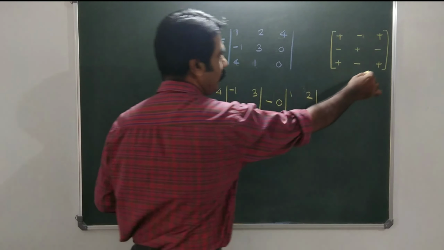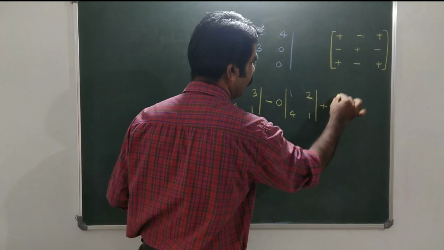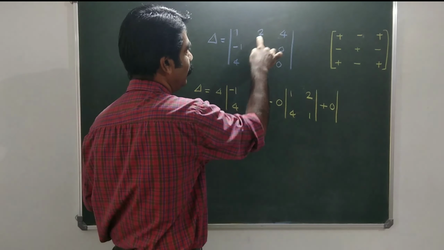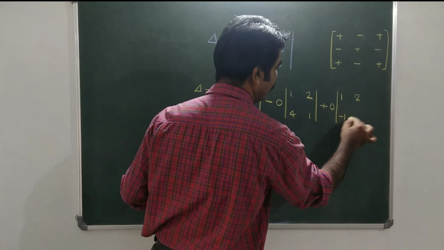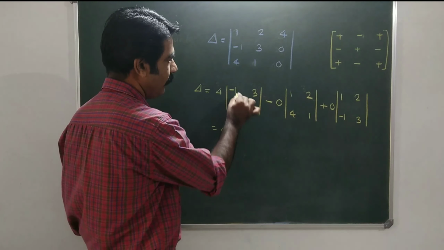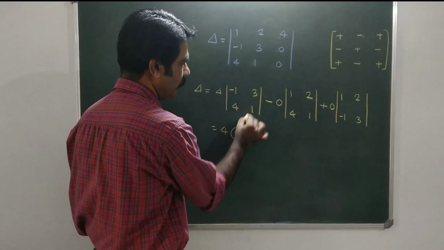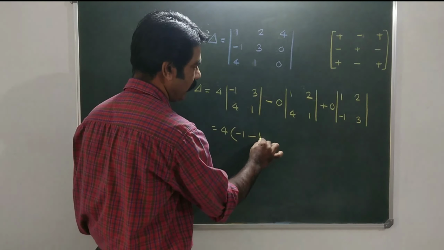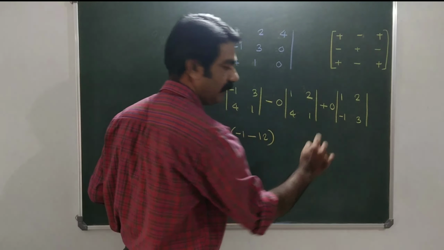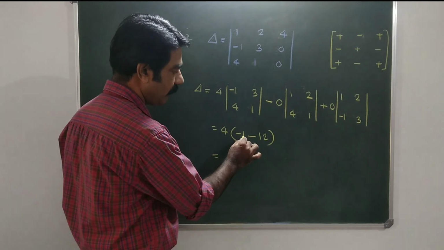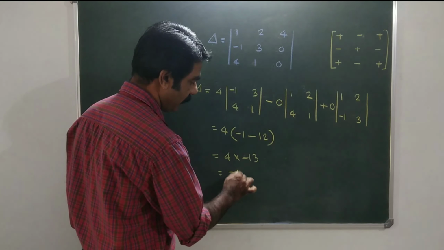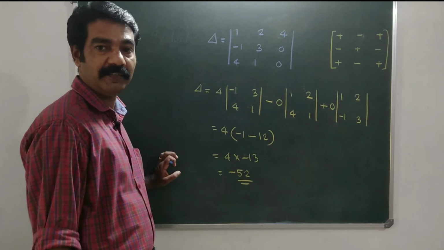Okay. Now what? Again positive. So plus, and again the element is 0. 0 into, deleting the third row and this third column, what's remaining? 1, 2, minus 1, 3. So here that's equal to 4 into minus 1, 3, 4, 1. So minus 1 into 1 is what? Minus 1. Minus 4 3s are what? 12. See, 0 into this becomes 0. This also becomes 0. That's equal to minus 1 minus 12, which is minus 13. So 4 into minus 13 is equal to what? Minus 52.